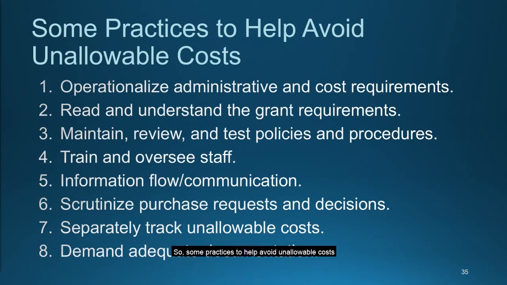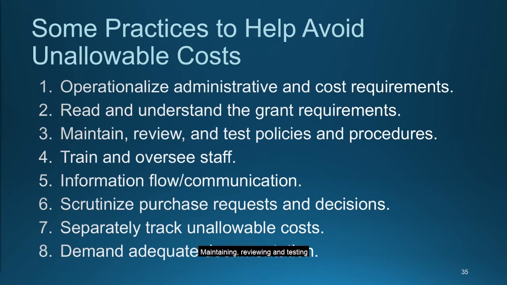So some practices to help avoid unallowable costs, or operationalizing those administrative and cost requirements. So just building it into your written policies and procedures, building it into your operating procedures, even if you don't have it written, making those controls of scrutinizing and checking for documentation and sort of looking at it through the lens of an auditor or a monitor or someone else, or the general public. Does this look okay? So that's one piece of it. Of course, reading and understanding the grant requirements, that's 101 in terms of grant management, right, is to make sure you know what your requirements are.